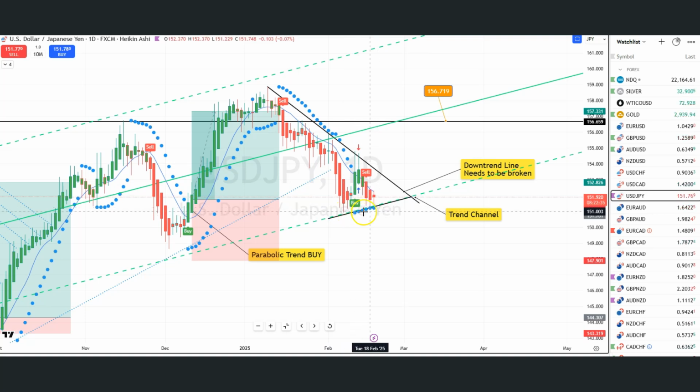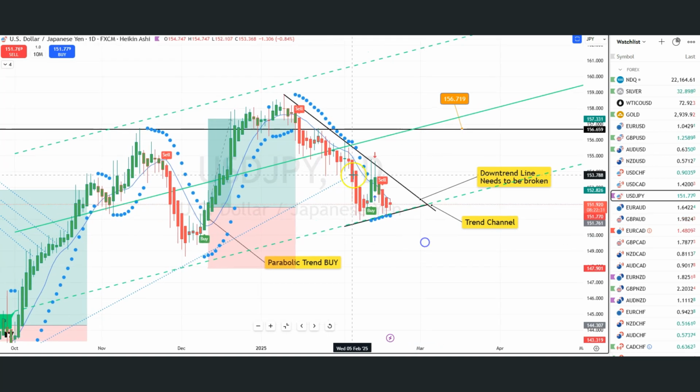So we've got some support lines here. We have a long-term uptrend, and then we have this trend line which I've drawn here. I want to see this trend line broken and the price to move into this area and to continue that uptrend here. So this is convergence and then a break. So we can expect the price to go up to 156.71, which is resistance.